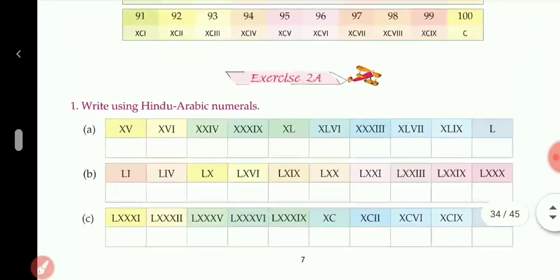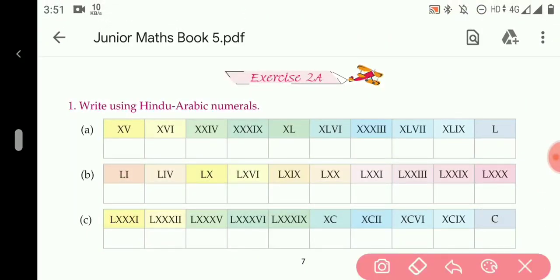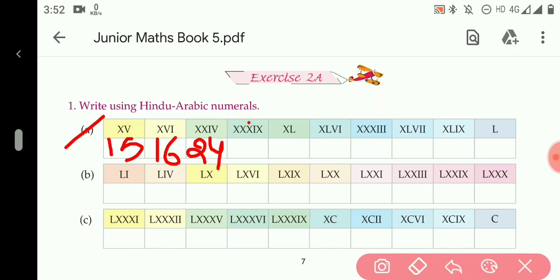So exercise 2A. XV, which is X means 10 and V means 5, so it is 15. XVI, so it is 16. XX means 20 and IV means 4, so it is 24. In the same manner, XXX, which means 30, and IX is written as 9, so it is 39. Next one XL, because it is 10 less than L, which means 50, so it is 40.